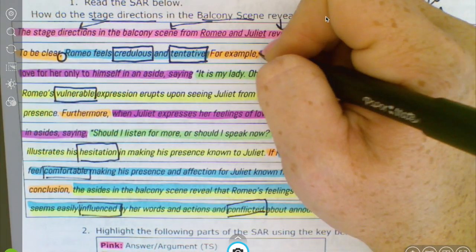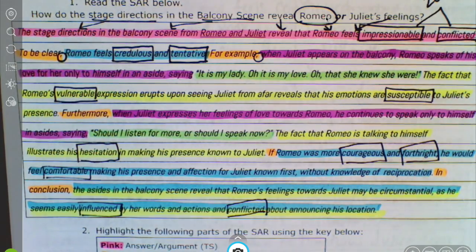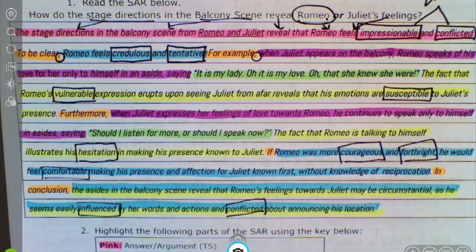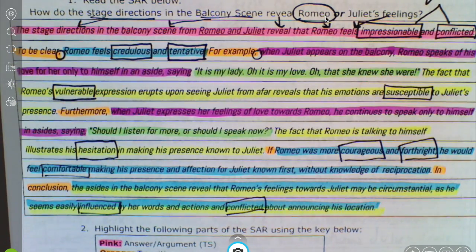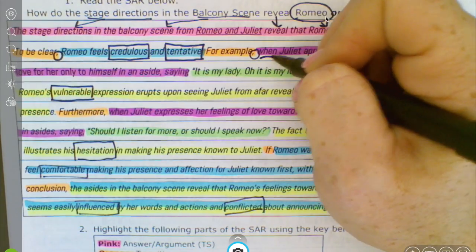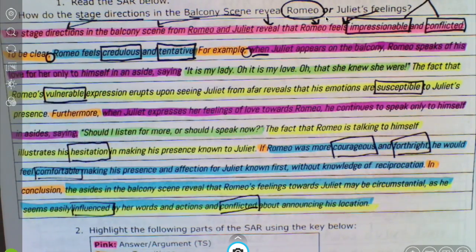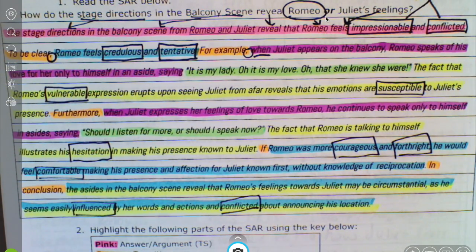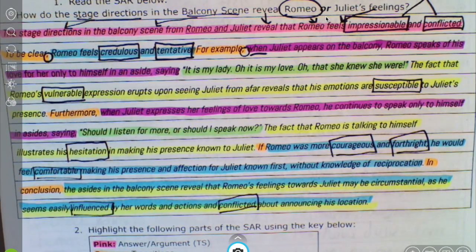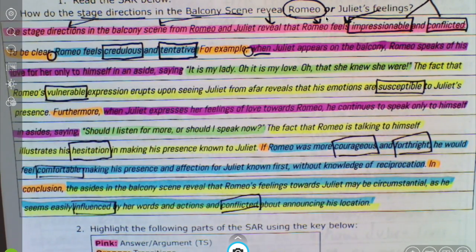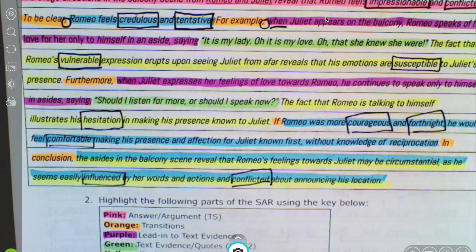Then I see this, for example, I notice that there's a comma at the end of it, so I know that that's also a transition, therefore it is highlighted in orange. Then I see this word "when." So when Juliet appeared on the balcony, Romeo speaks of his love for her only to himself in an aside, saying. That is all leading into my evidence. It's introducing what's going on before just plopping my quote in there. So this should be highlighted in purple because it's that lead in to the text evidence.